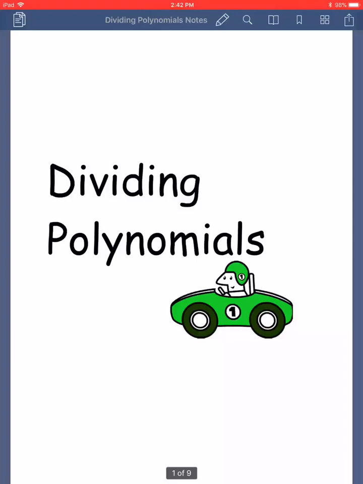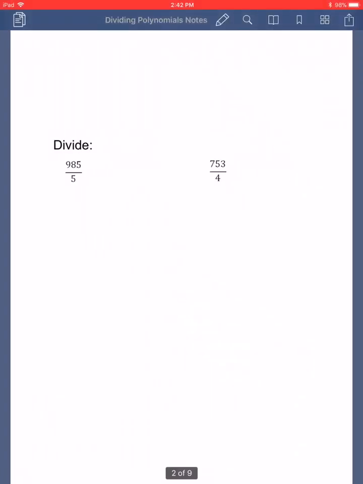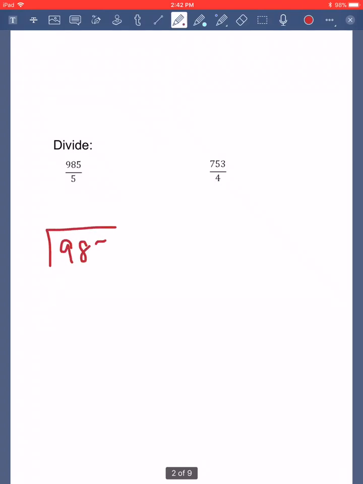Okay, so today I'm covering dividing polynomials, first by long division and then by synthetic division. First off, we're just going to practice a couple of simple division problems that you learn in like 3rd or 4th grade. So 985 over 5. That means it's being divided by 5. So I'll set up my box. I have 985 inside divided by 5.